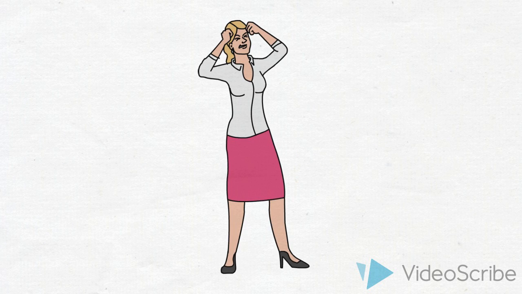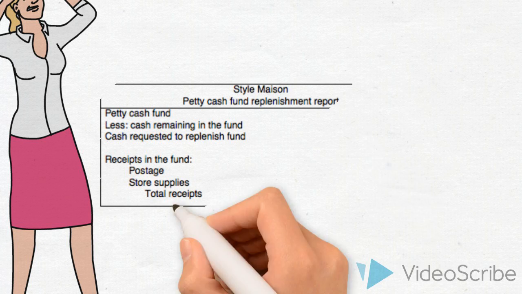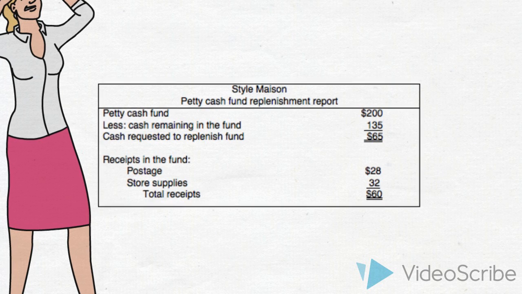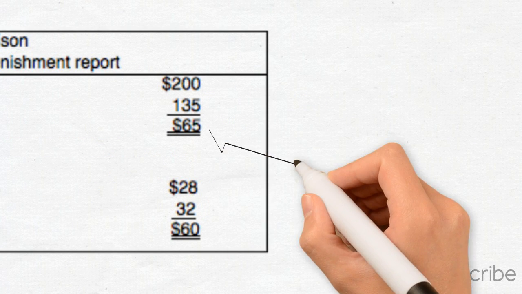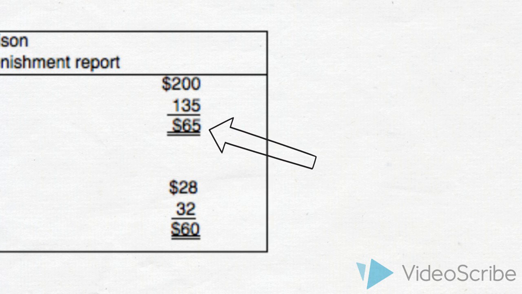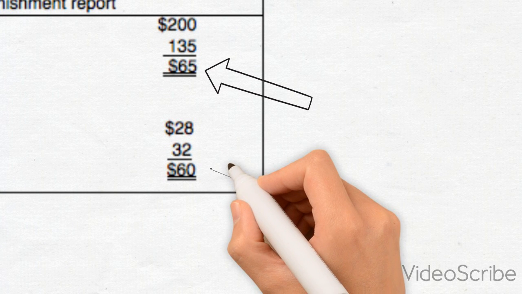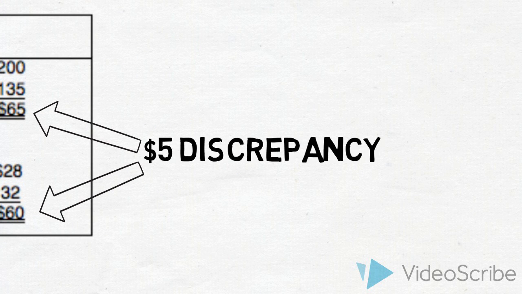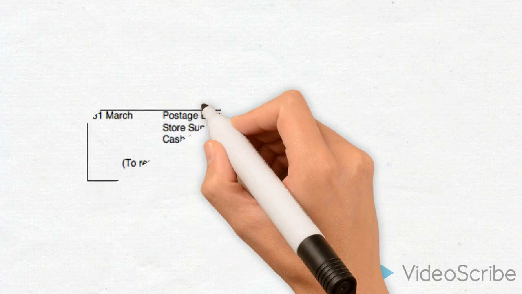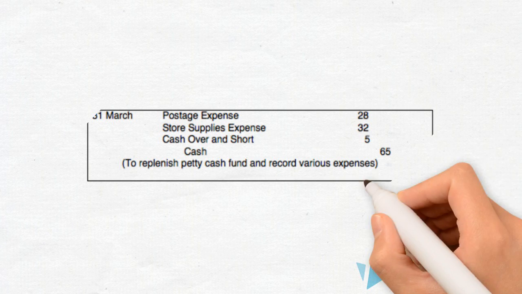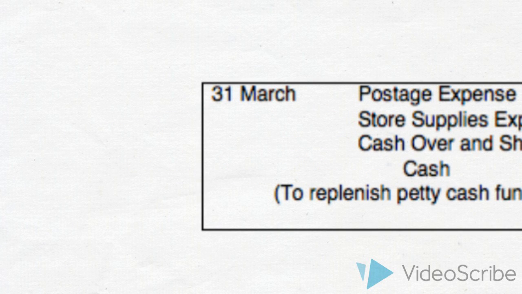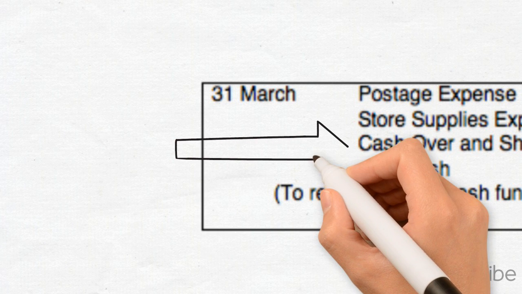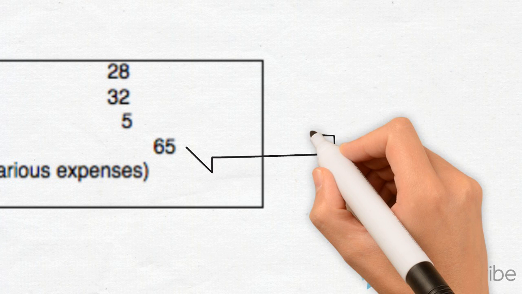Sometimes the total receipts don't equal the amount needed to be replenished. Say Sophia's totals didn't match. Mistakes happen, sometimes receipts are lost or incorrect change is given. In this case, the difference between the totals will be charged to an account called cash over short, which is a temporary account that can have either a debit or credit balance depending on the scenario. In this entry, the cash over short is debited, which increases expenses. Doing this ensures the fund is replenished properly.